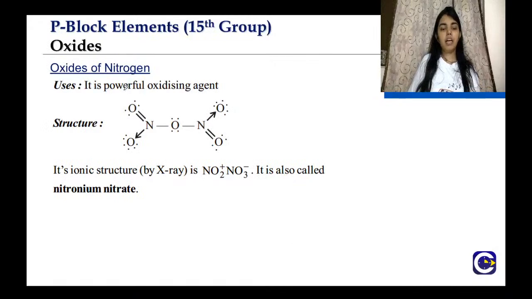Coming on to the structure of N2O5, we have already discussed that here is a dative bond basically. So it has an ionic structure in solid form. In solid form it will be NO2 plus and NO3 minus. Therefore it is also called nitronium nitrate, because this ion is called nitronium, this ion is called nitrate.